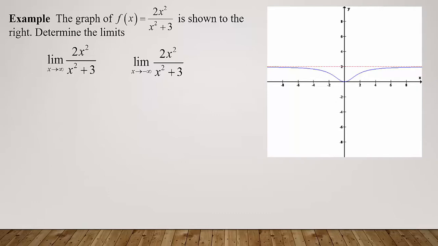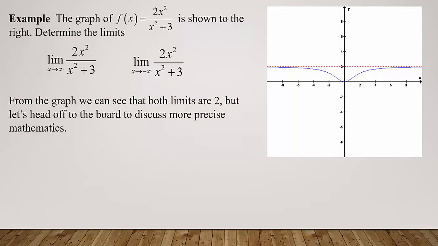You're probably looking and saying, hey, y equals 2. That's the horizontal asymptote. So that graph tells us that both of these limits are 2, and you would be correct. Both limits are 2. But let's head off to the chalkboard. I want to discuss a little bit more precise mathematics and establishing that these limits are in fact 2. So here I go, heading off to the chalkboard.